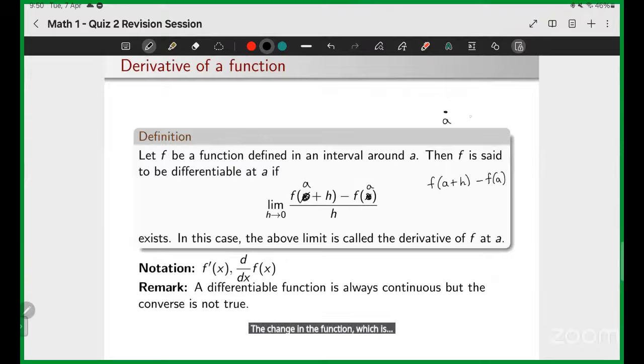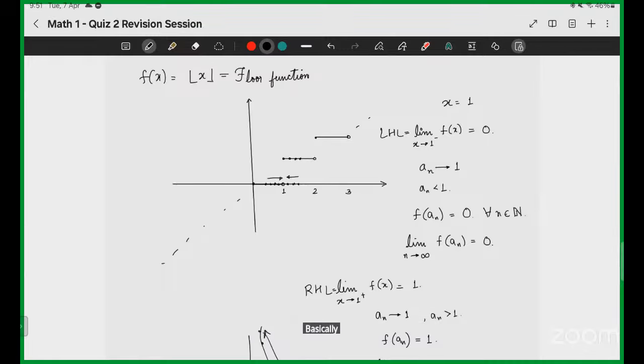For this function, the floor function, do you need to check whether this is differentiable by computing the limit of f of x plus h minus f of x divided by h? So is the floor function differentiable, is the question. It's not continuous, so we can conclude that it is not differentiable.